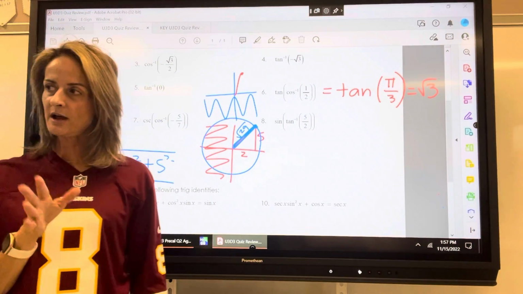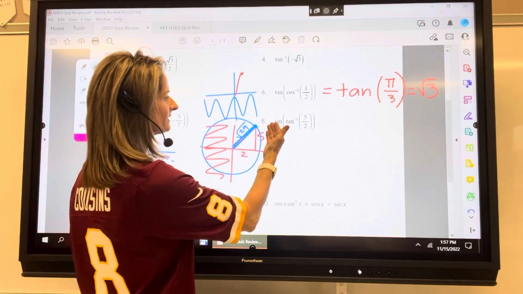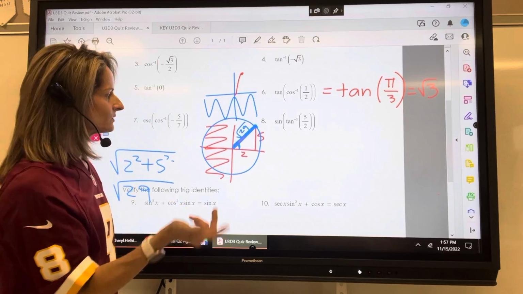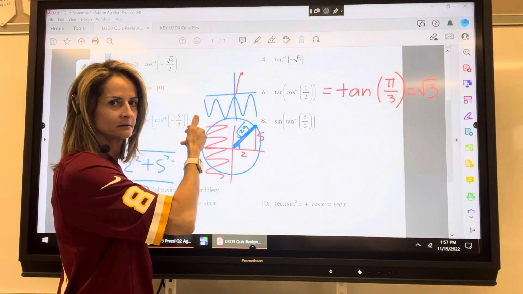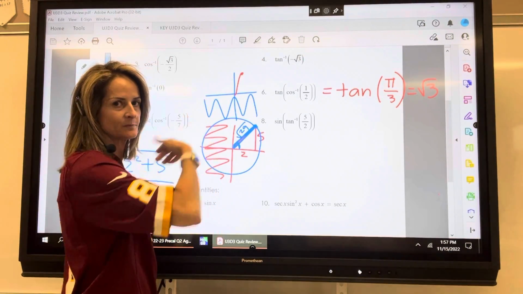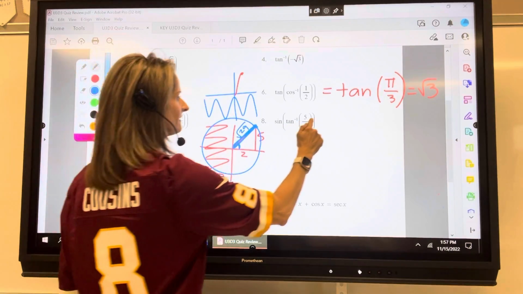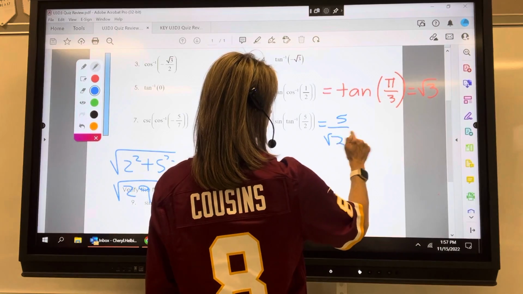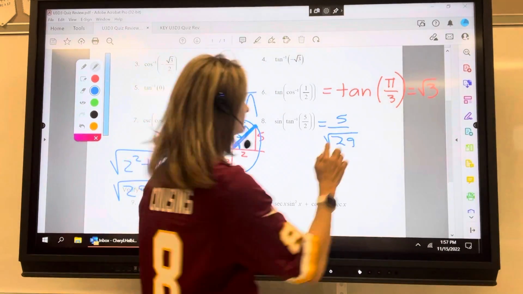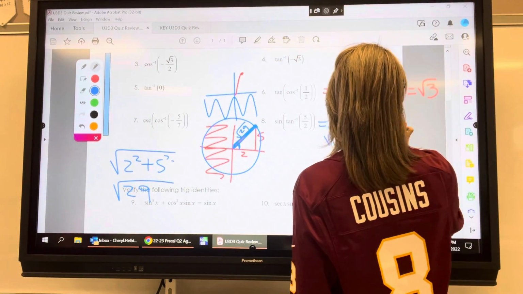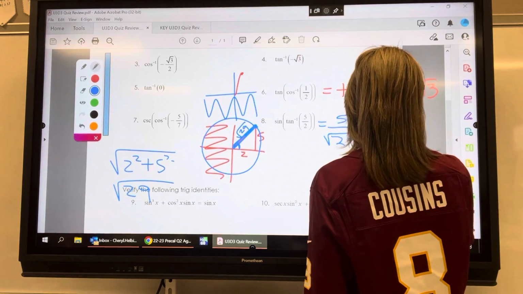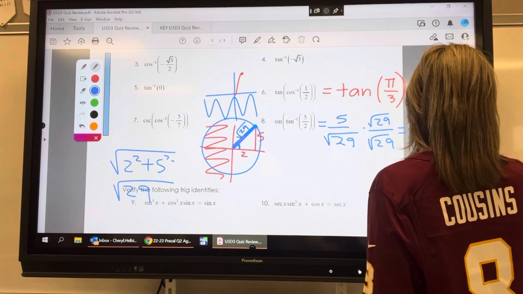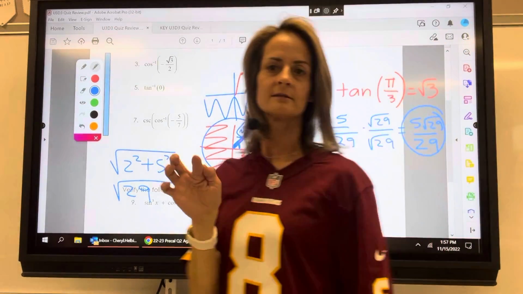But now that we have the triangle, it's asking what's the sine of this angle right here. The sine is y over the radius, or opposite over hypotenuse, back from geometry. So that's just going to be 5 over root 29, which we can't leave that way. We need to rationalize. So we multiply by root 29 over root 29, and we get 5 root 29 over 29. Done. Questions?